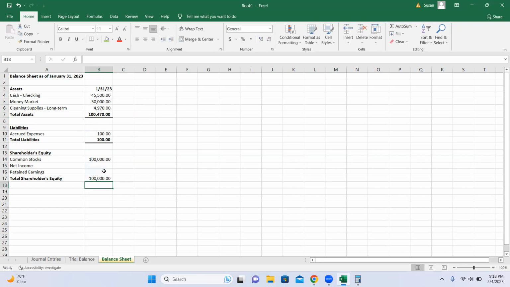equity. Now, this won't equal yet because if I do a check, the accounting equation is assets equals liabilities plus shareholders' equity. It's not going to equal yet because we also have to factor in the income statement activity.